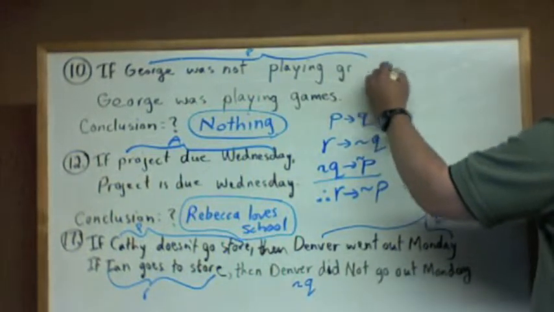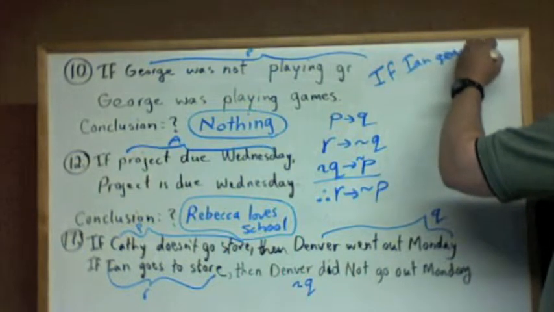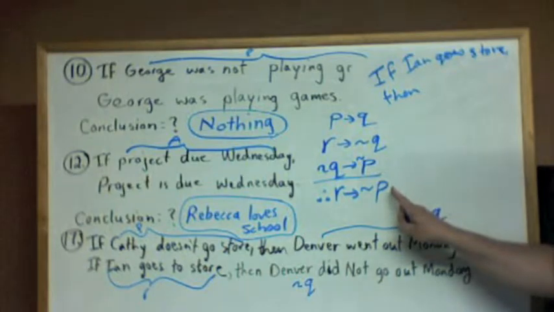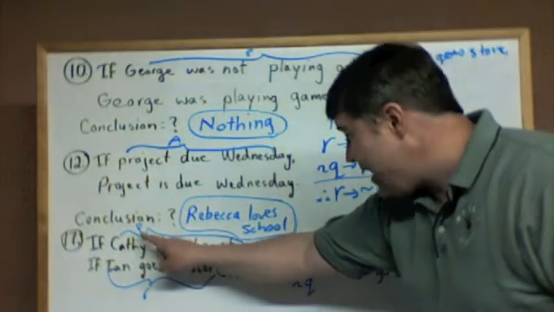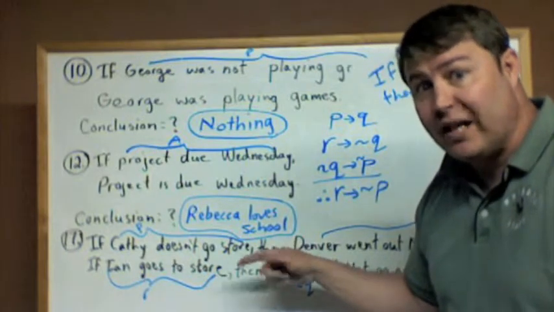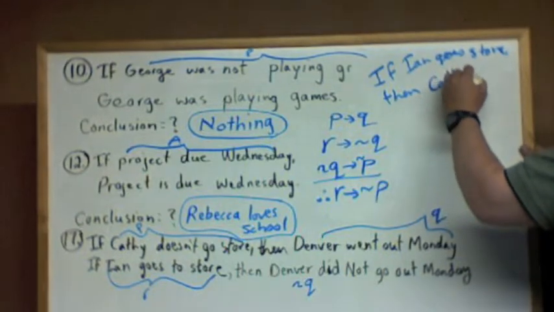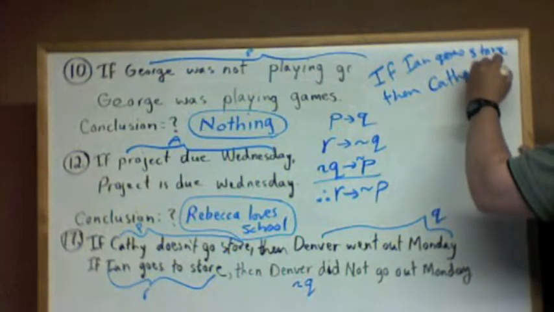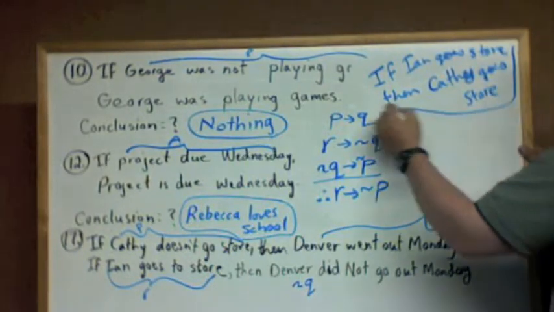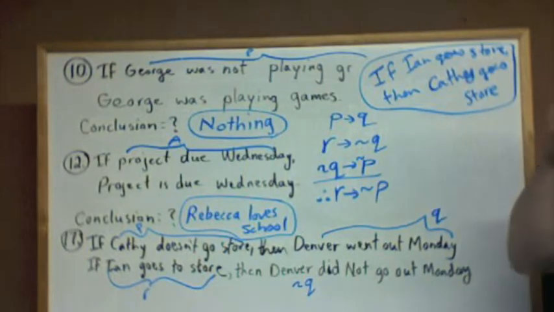So I write if Ian goes to the store, then what? Not P. Well, P was Kathy doesn't go to the store. What's not P? That she does go to the store, right? So then Kathy goes to the store. There is a valid conclusion. If Ian goes to the store, then Kathy goes to the store.